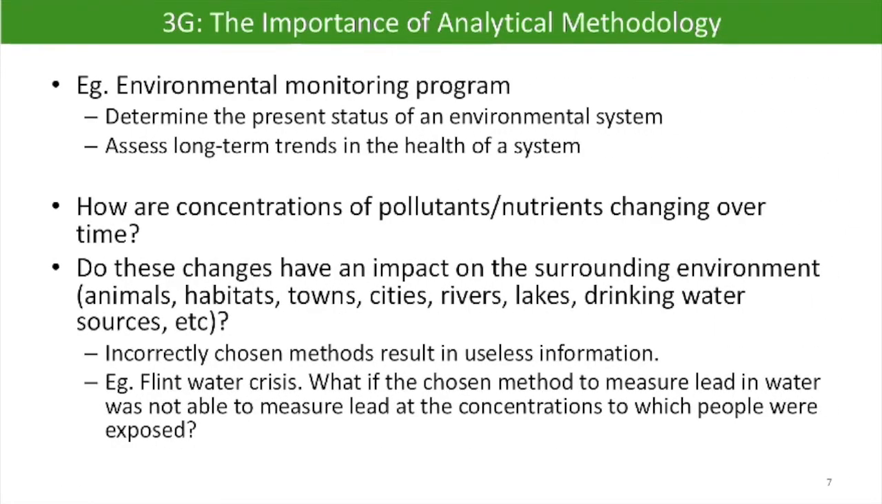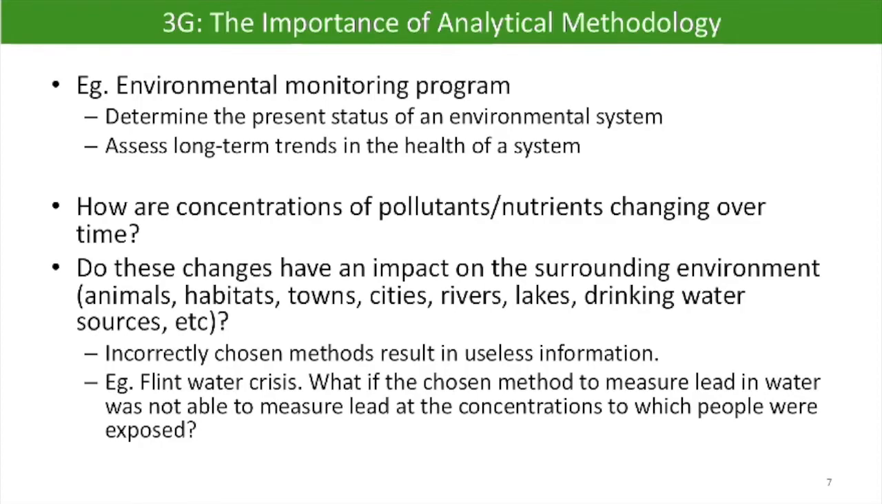So if we had a situation where we wanted to determine the status of an environmental system or assess the long-term trends in the health of a system. So for example, if we're looking at some pollutant in the Detroit River, we want to know how it's changing over time, and that time could be months, it could be a season, it could be years, it could be decades. We may have to go into previous results that have been published years ago, or maybe we're just starting something today and need to continue on our research for a specified amount of time. So if you want to know how these concentrations of pollutants or nutrients are changing over time, we're going to have to choose a specific method.